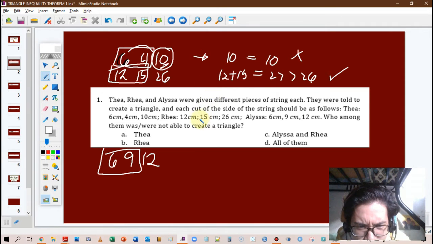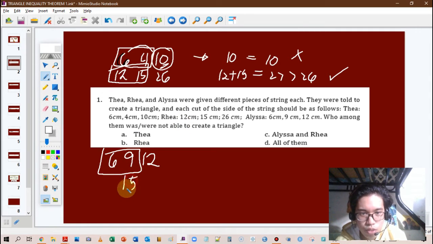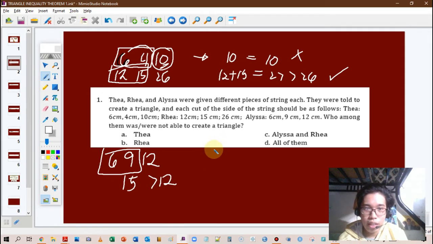And then we have Alyssa. For Alyssa, we have 6 plus 9, that's 15, which is indeed greater than 12. So therefore, what can be the answer for this question? It's letter C. Alyssa and Rhea can create a triangle out of their strings.